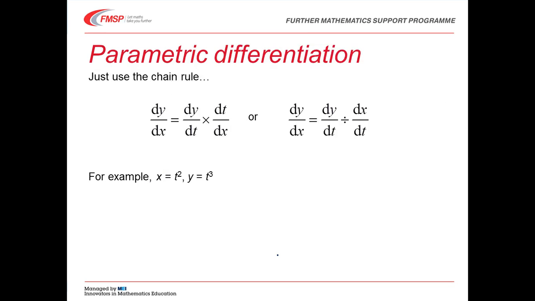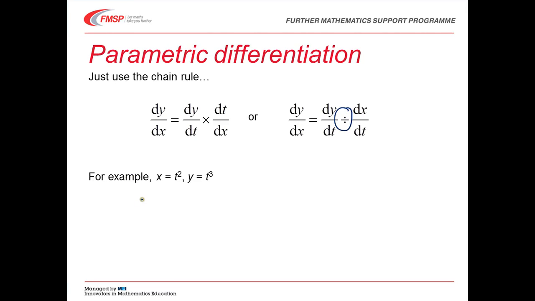Parametric differentiation is basically just the chain rule. If I want dy by dx, I need to do dy by dt times dt by dx. And sometimes dt by dx will be easiest to work out, sometimes dx by dt, in which case we'll need that division sign in there.